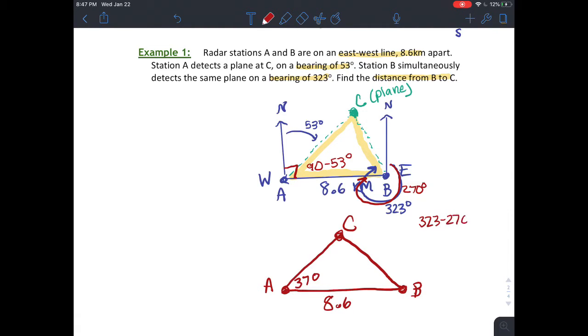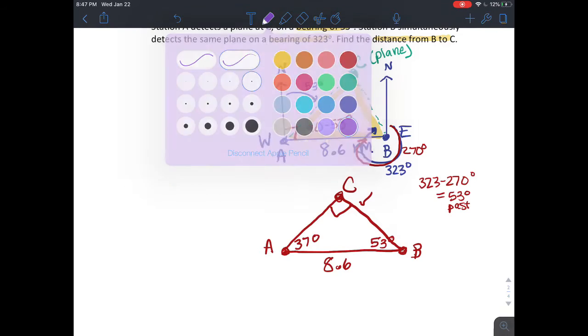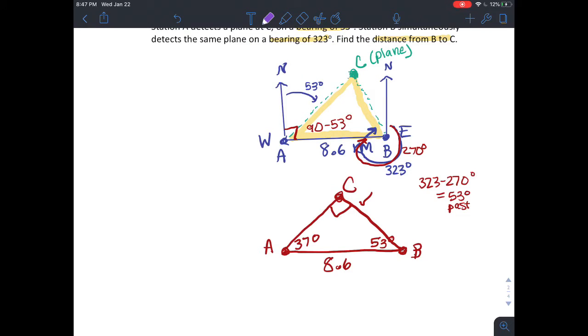So if I take my 323 and subtract 270 degrees from it, that tells me that's a 53 degree angle in the bottom right of my triangle. You could get there from 360 a different way too, but that's just the way I did it. So if you add those two angles up, they're 90 degrees, which means angle C is a 90-degree angle, which means we can do some trig function values.